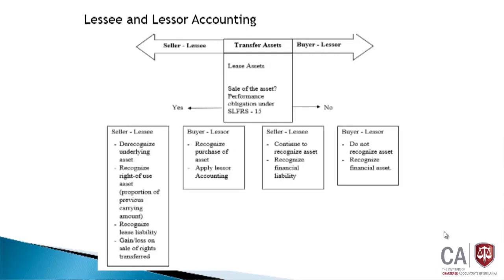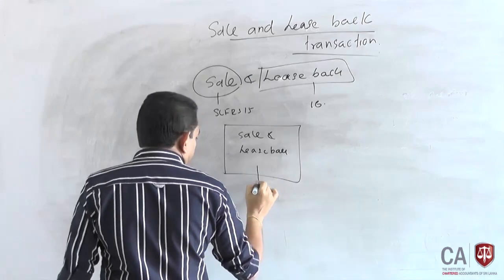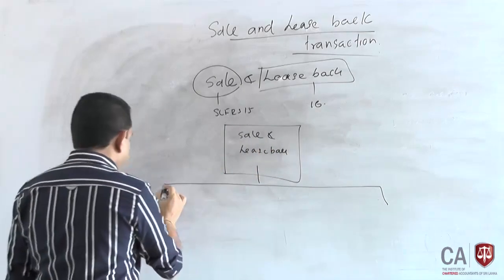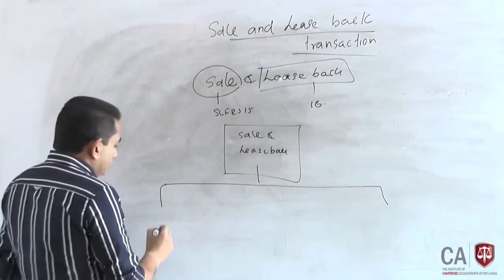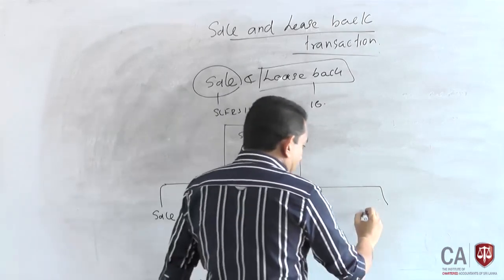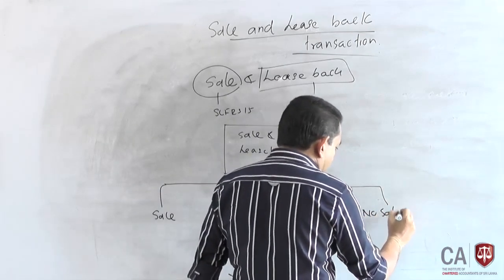Now, a sale and lease back. You need to do the accounting in the books of the lessee and the books of the lessor as well. There is a sale and there is no sale. Let me explain that part.